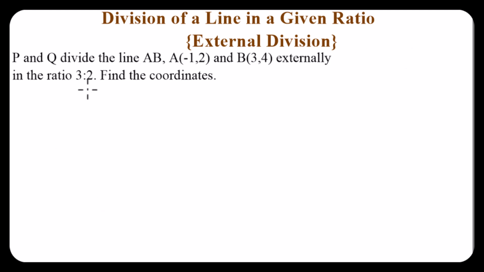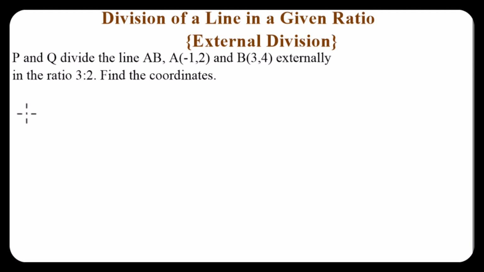We're given that P and Q divide the line AB, with the coordinate of A being (-1, 2) and the coordinate of B being (3, 4), externally in the ratio 3 to 2. We have to find the coordinates here. Now this is the same question we took in the last video when we were looking at internal division. So just like what we did in the last video, I'm going to look at how to apply the formula to get the coordinates of P and Q, and also the direct approach.